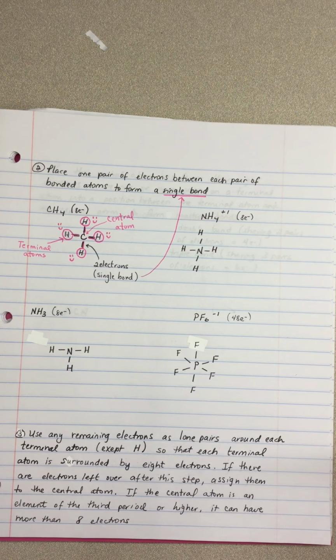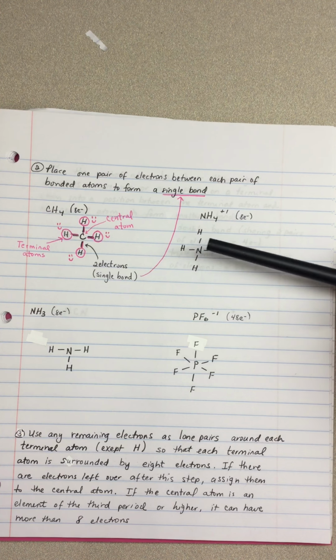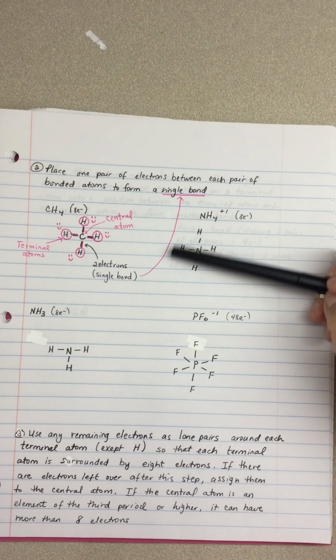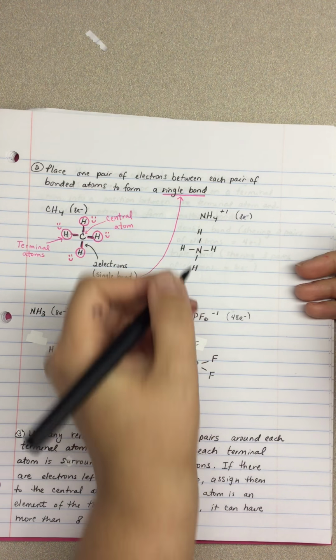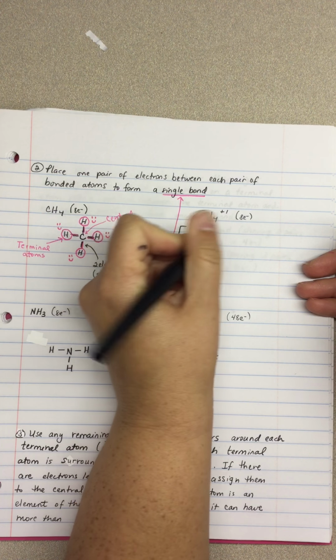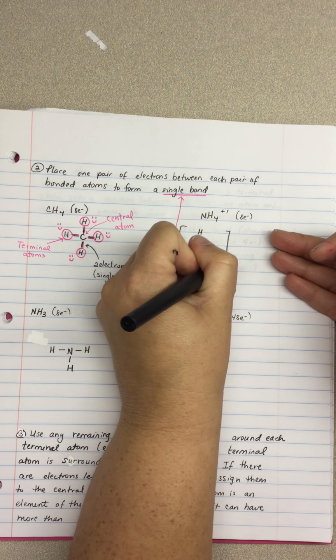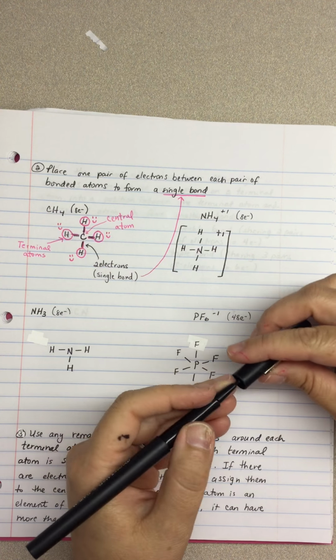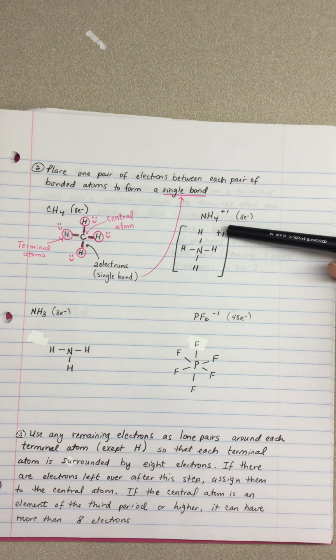So for NH4, you have a complete octet in your terminal atoms, in your central atom, and you're using a total of 8 electrons. So that one is the Lewis structure with a minor modification, because whenever we have a charge, we have to put our structure in brackets and include the charge that we have.